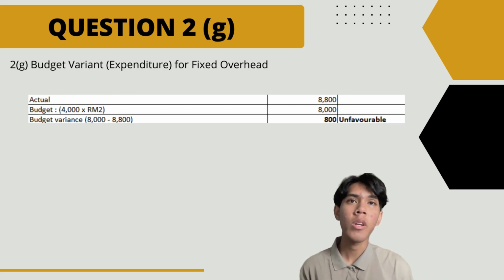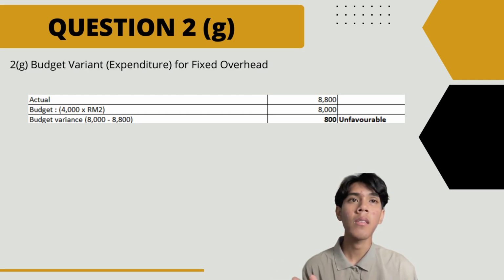Then for the question 2G, the question asks for budget variance expenditure for fixed overhead, and the actual are already stated in the question, which is 8,800. And for the budget, we need to calculate by 4,000 times RM 2 ringgit, and we get 8,000. So to find the budget variance, we need to minus 8,000 by 8,800, and we get 800 unfavorable.